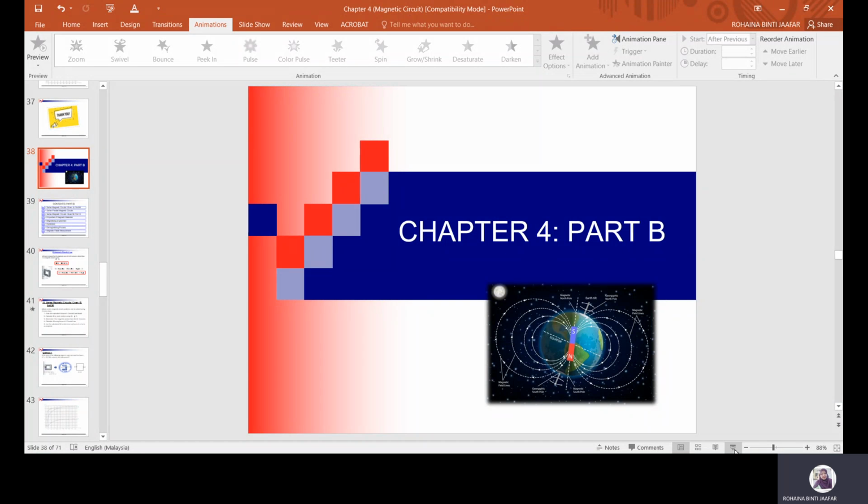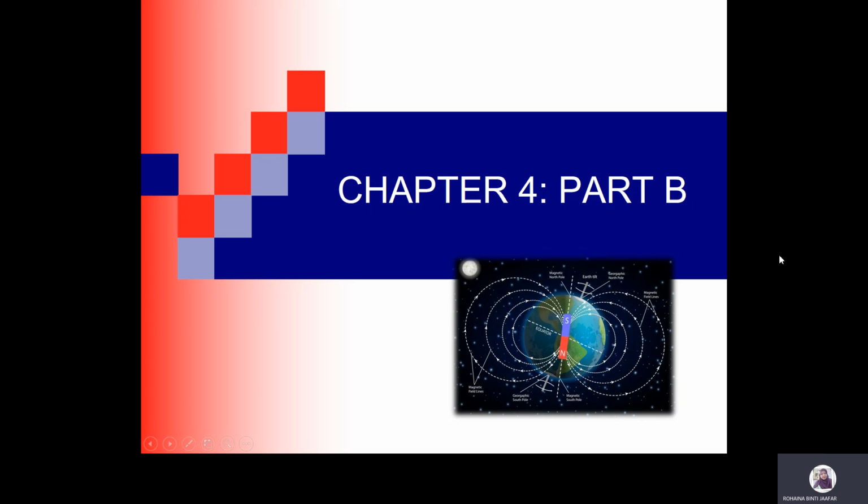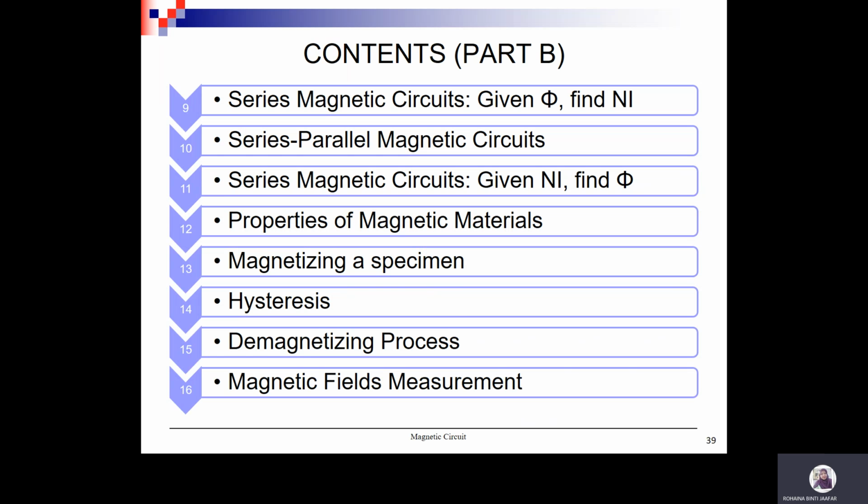So today I will continue chapter 4, magnetic circuit, for part B. Last week I already discussed magnetic circuit part A. These are the contents for part B. This part B involves magnetic circuit analysis, where you have a few arrangements of magnetic circuit.